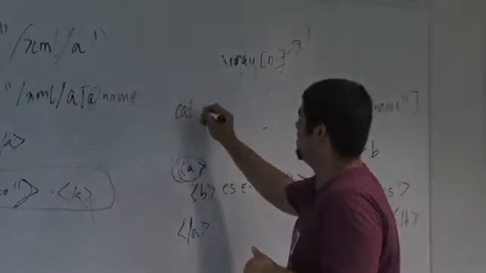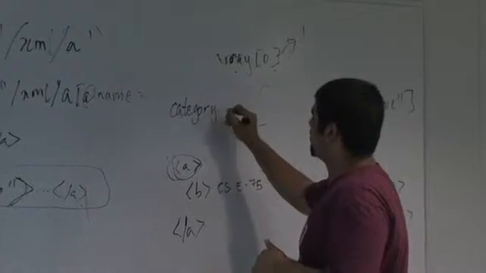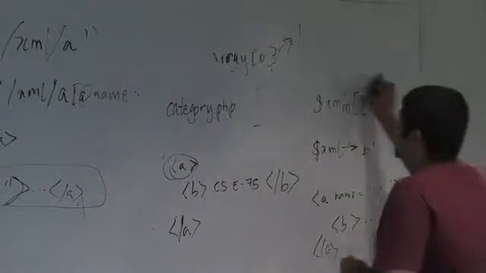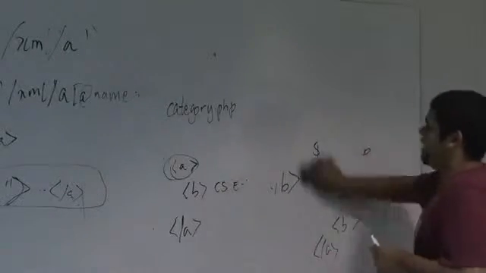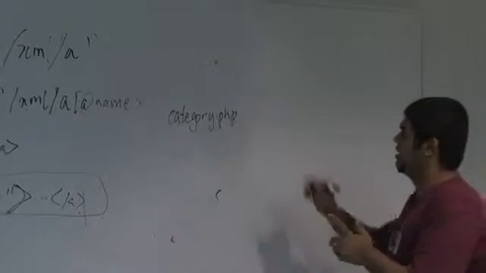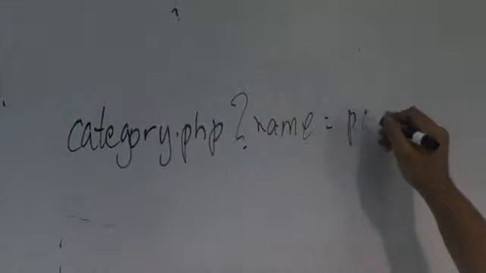The way to solve this problem is to treat it like this. All you need is an actual category.php page. Once you have this page, you can pass it the name of a category.